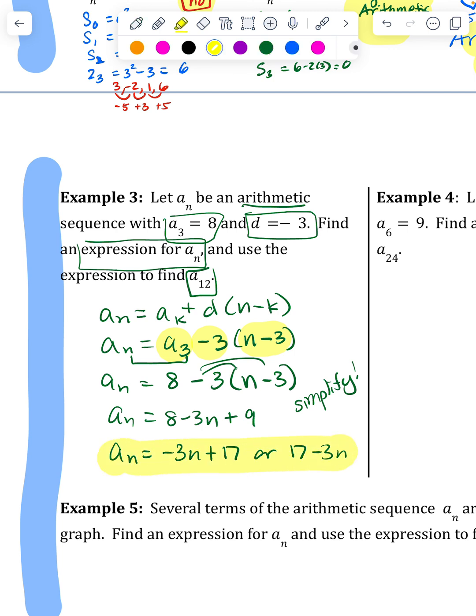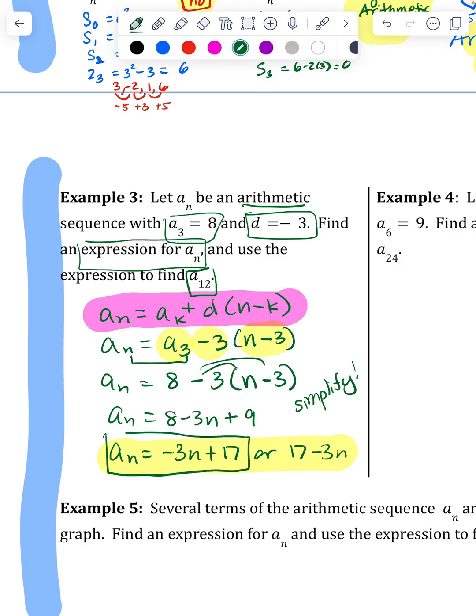That is a thing I'm going to have to be able to do. I'm going to have to be able to start with the general formula and use the information given to create my expression or my rule. So now I can find whatever they want, because now I know that this is the rule for this particular sequence. And so when they want me to find a sub 12, all I have to do is plug that 12 into the rule that I created, and the 12th number in my list is going to turn out to be negative 19. So that's kind of a two-step process.